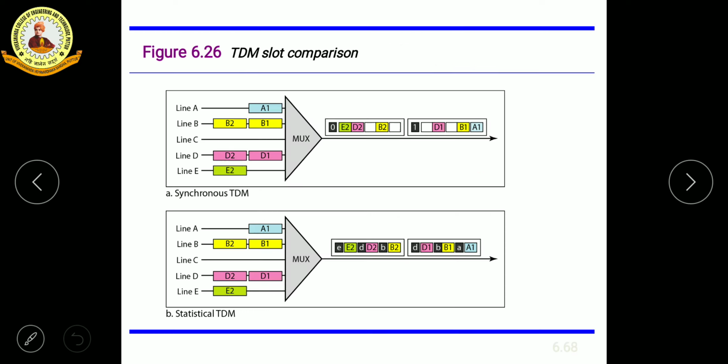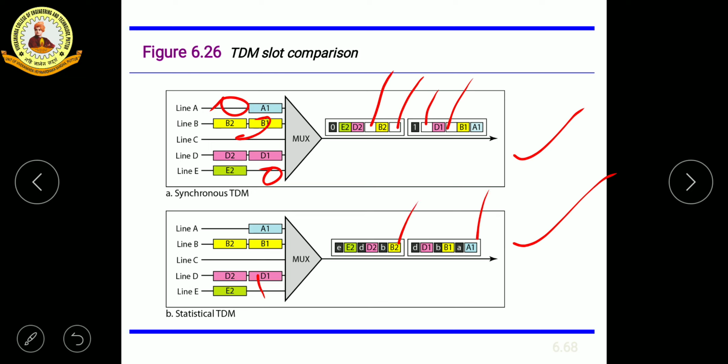So for this, we have this figure. We have differentiated the two techniques here. The first one is synchronous TDM. We have some blank slots in A and C and as well as in E. Using the same figure, we have drawn STDM. Here we are not sending any empty slots, because whenever a line has some data, we will allocate a slot to it.